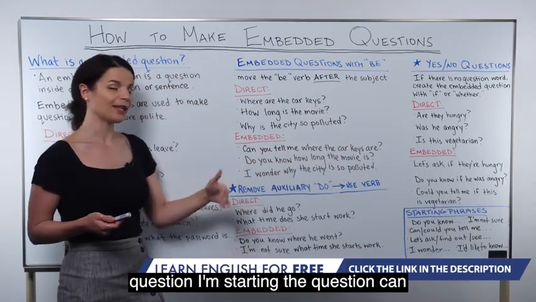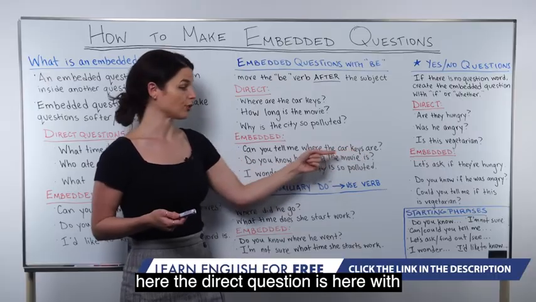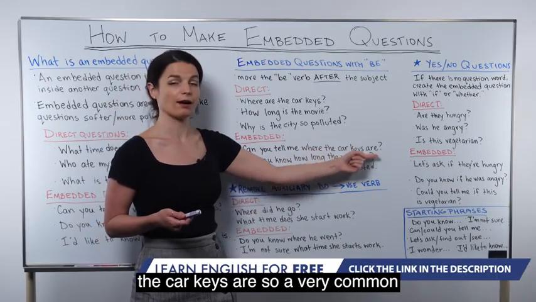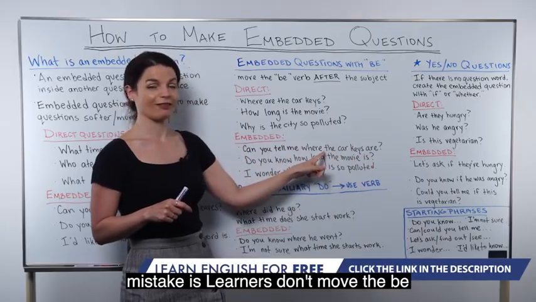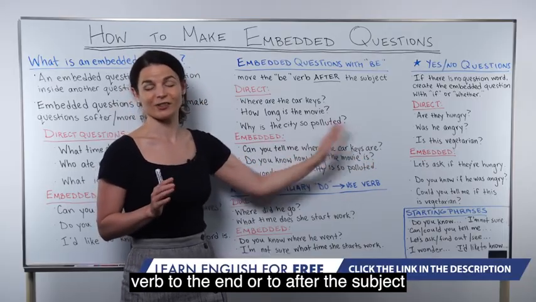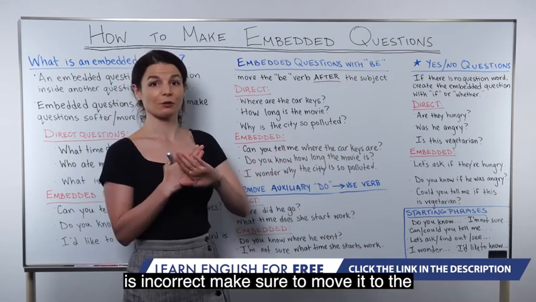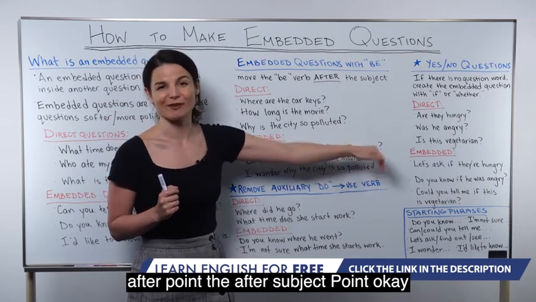I'm starting the question, can you tell me? And the basic question is here. The direct question is here with the new grammar. Can you tell me where the car keys are? So a very common mistake is learners don't move the be verb to after the subject. Can you tell me where are the car keys is incorrect. Make sure to move it to the after-subject point.